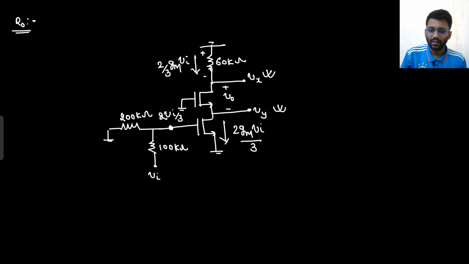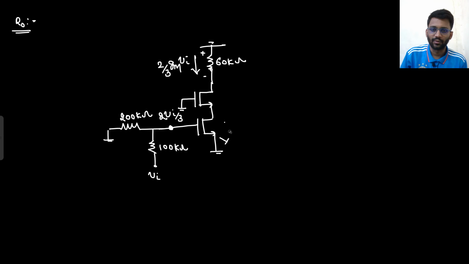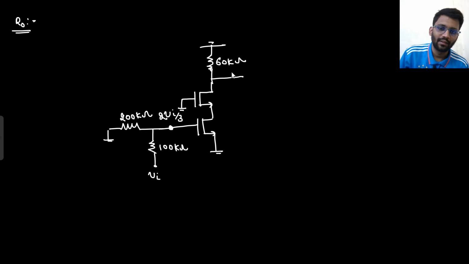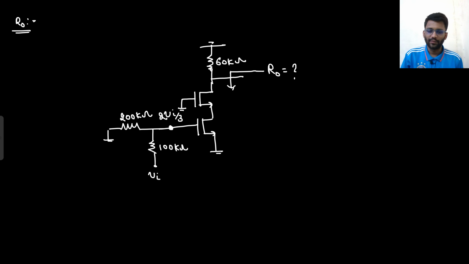R naught value. So again, let's copy the circuit, where I needed to find the R naught value. Forget about all these things. Gm V in would also be gone. This would also be gone. From where did I need to find the R out value? From here. I needed to find the R out value from here. Right? So this V in is gone.